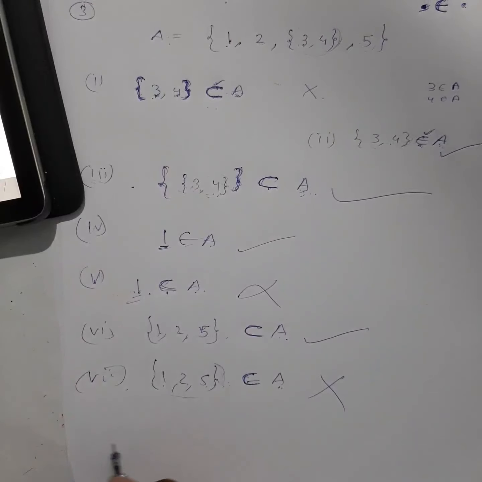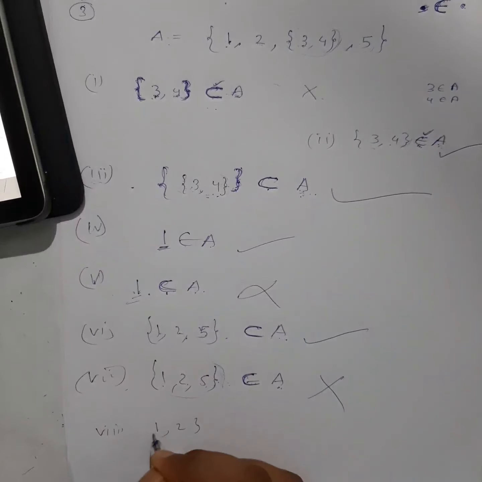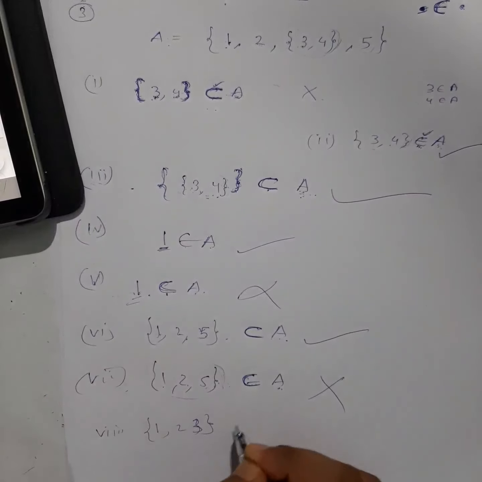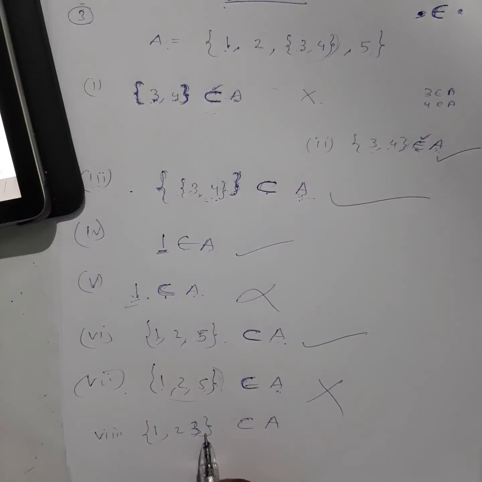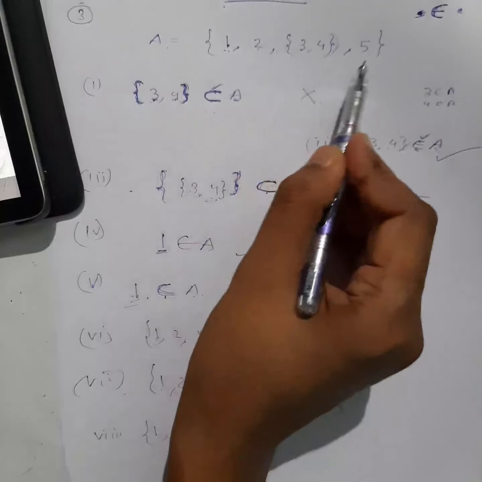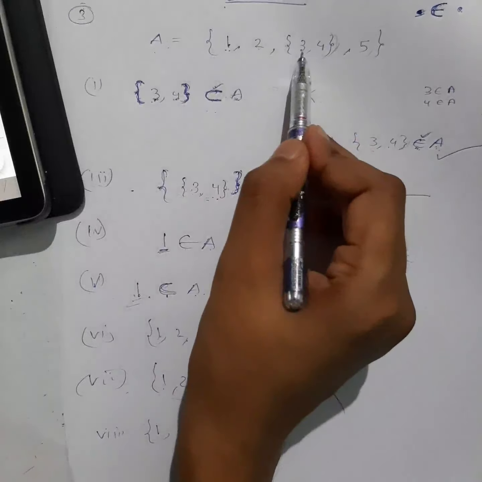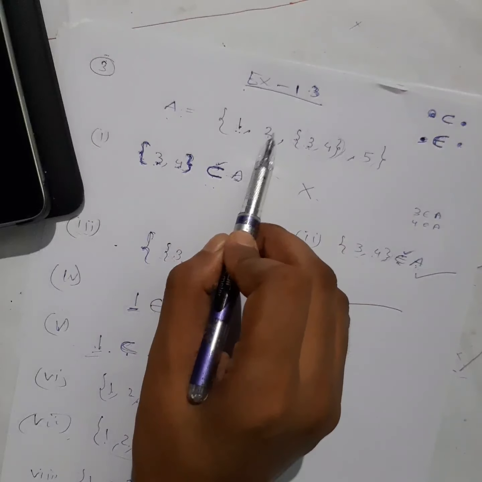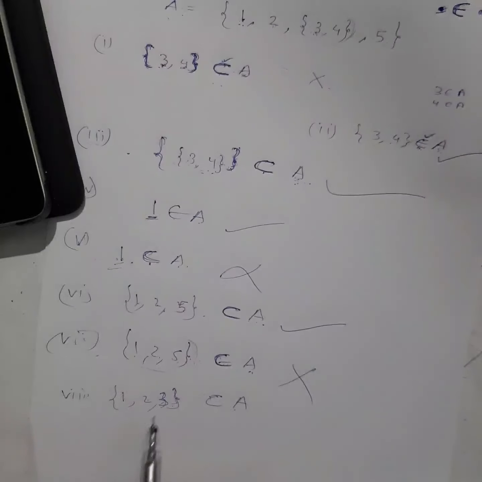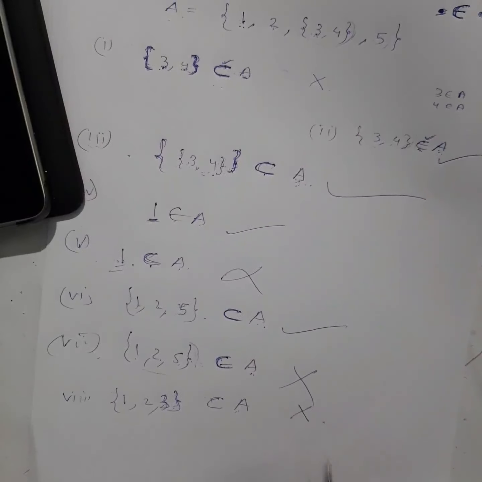Number 8. It says {1, 2, 3} is a subset of A. Subset means before this a set must be there, and what kind of set? One whose elements must be contained here in A. So 1, 2, 3: are they there in A or not? 1, 2 are there, but 3 as an element you don't have in A. Again I repeat, 1, 2 are elements, but 3 is not an element of A. So 3 is not contained in A, and this is a wrong statement.